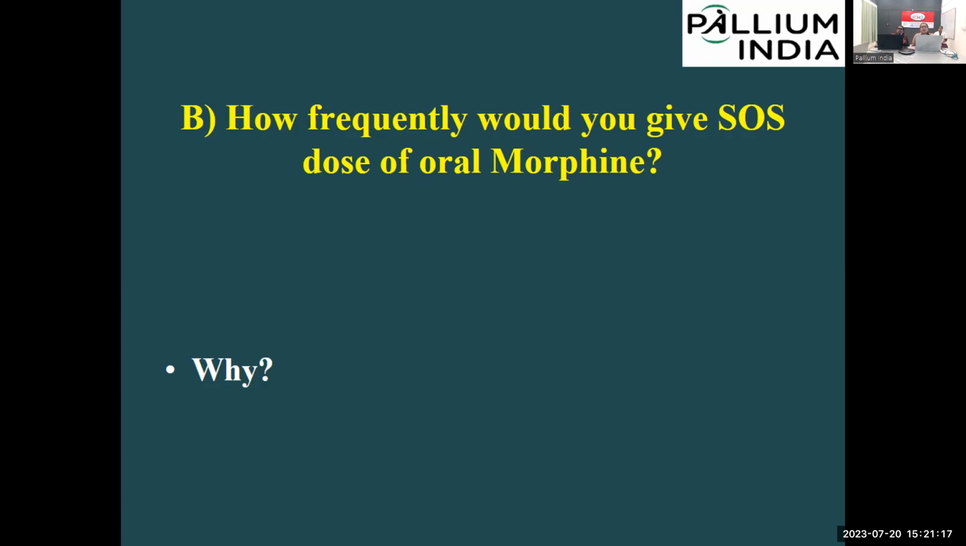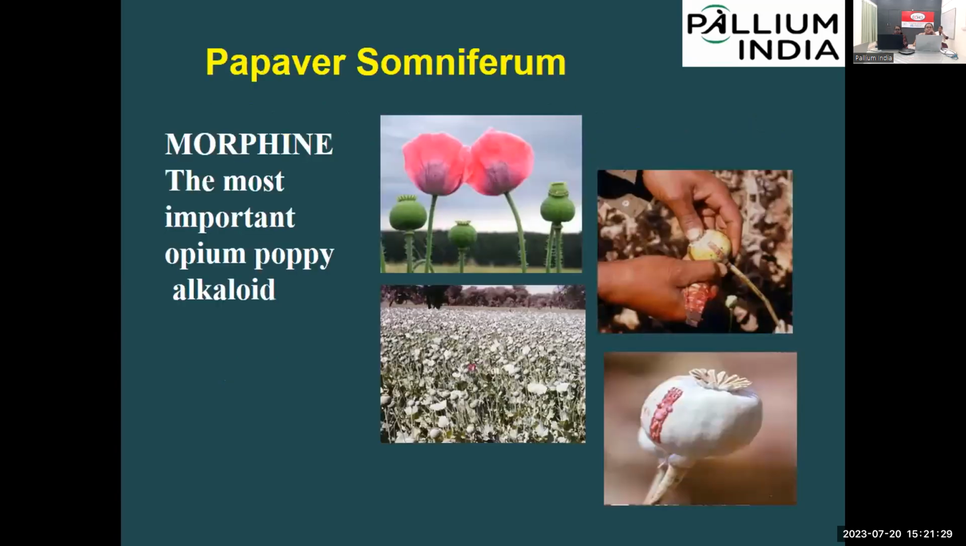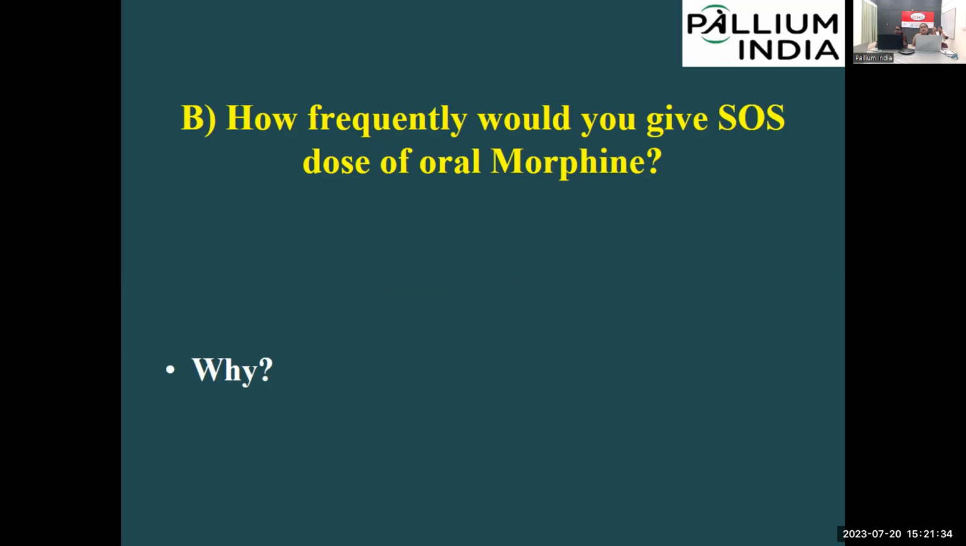So how frequently we give the SOS dose depends upon the time taken for morphine to peak its action in our body. Oral morphine has its onset of action in 30 minutes, and the peak action occurs within 60 minutes. So when we give an SOS dose of morphine, at least a 1 hour gap should be there between two SOS doses, so that the dose given can bring its maximum peak analgesic effect, which is 60 minutes, or 1 hour, when given orally.